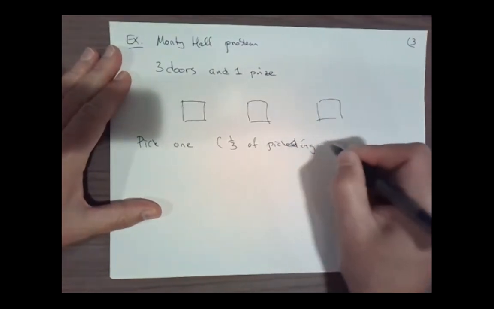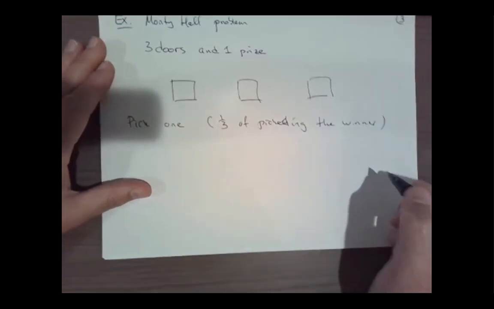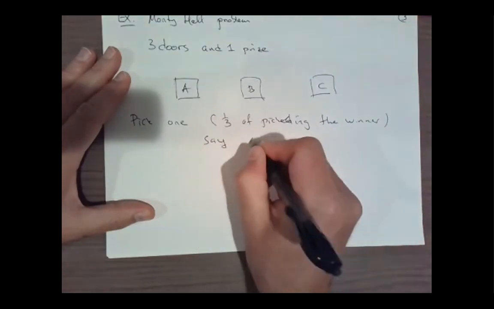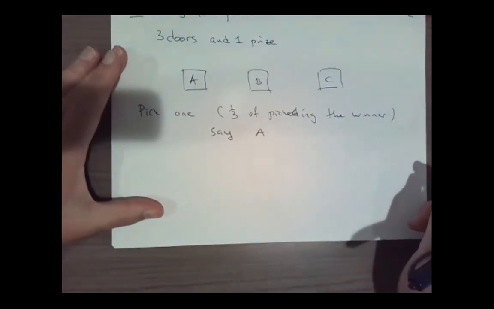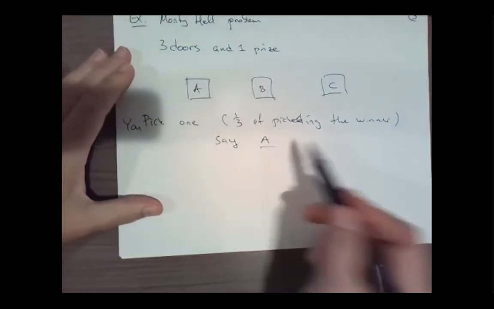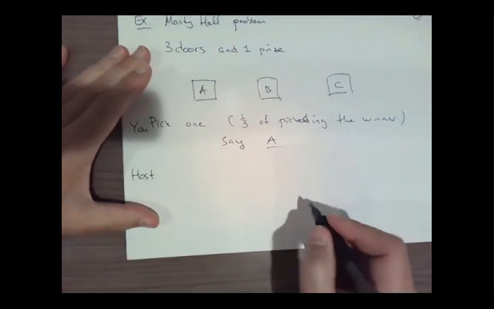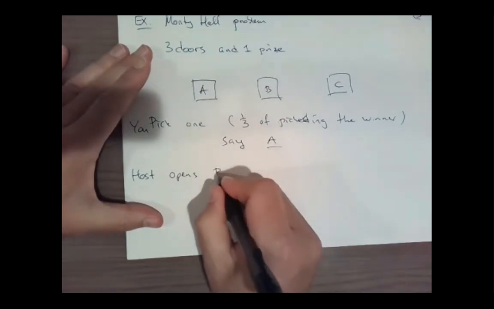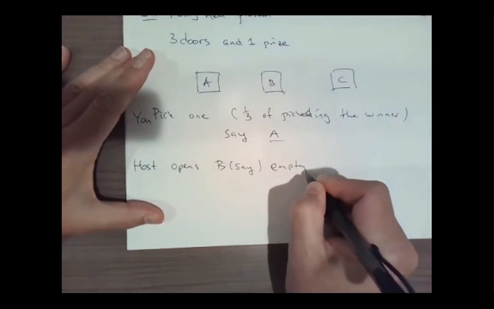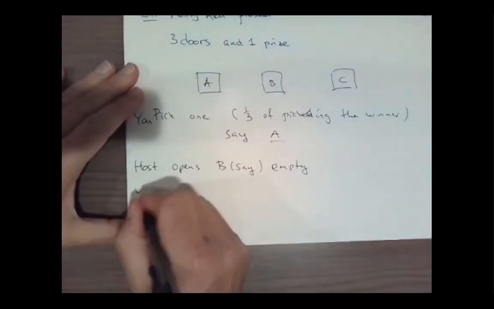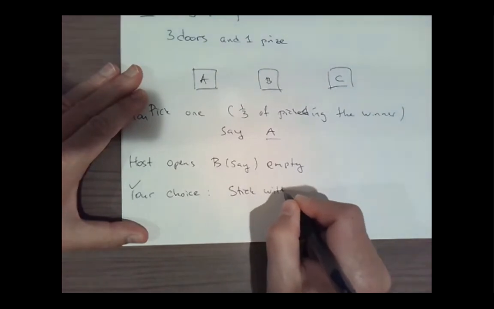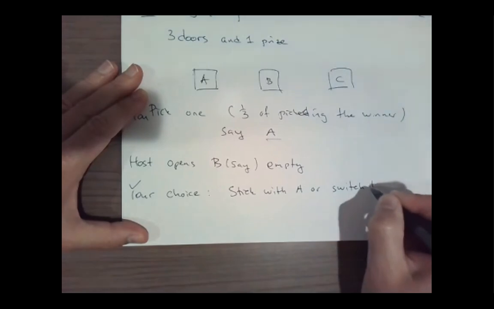Okay, so you pick one, say A. You have a third chance of picking the right one. And say you pick A. Then the host opens B, say. And B is empty. And so here's your dilemma. Are you going to stick with A or switch to C?